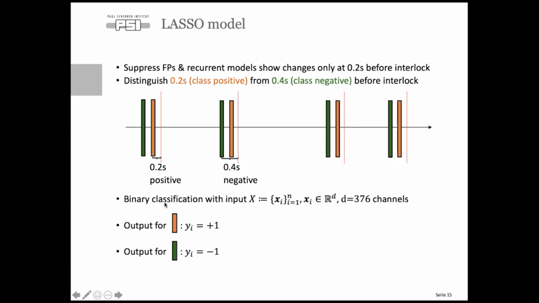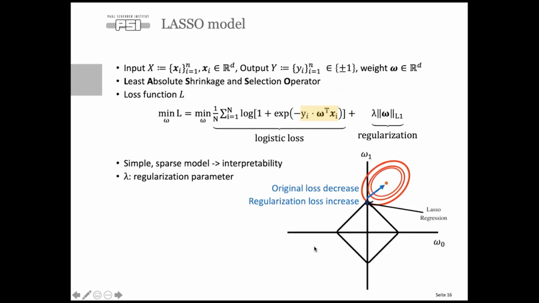Here we still have a binary classification problem with the input x, with n inputs, and each input sample is a vector of 376 channels. Our output for this 0.2 seconds, the positive class, is labeled as positive, and our output for the negative class, 0.4 seconds, is marked as negative. Now I'm going to introduce this Lasso model, which is just adding a regularization term onto a linear regression model.